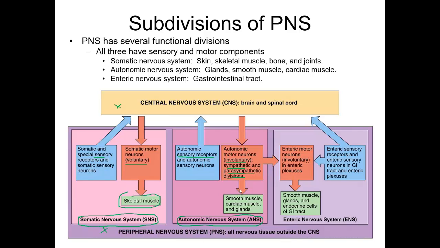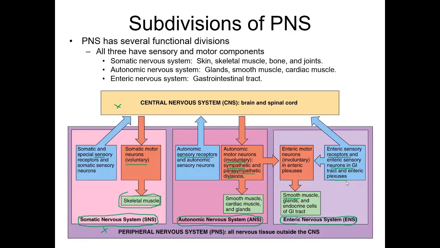The third division of the peripheral nervous system is the enteric nervous system. Anything that is enteric has to do with your GI tract. So the enteric nervous system also deals with involuntary parts of your body, which the GI tract is, but it specifically deals with the smooth muscles and the receptors in your gastrointestinal system.